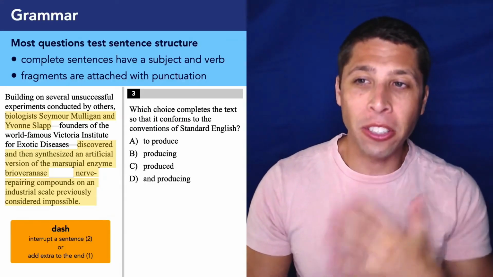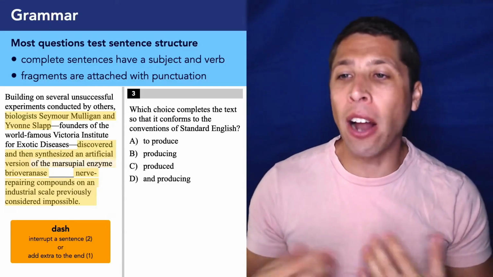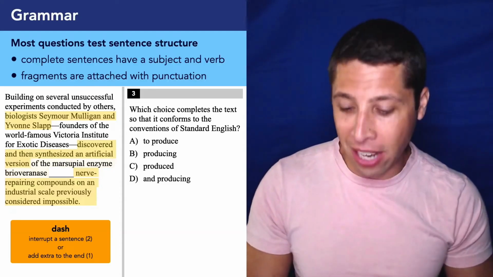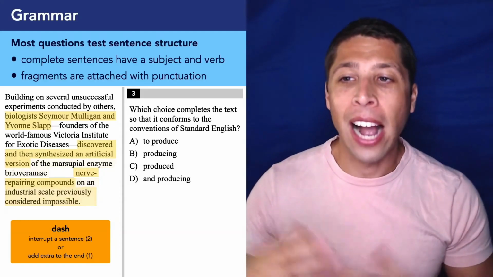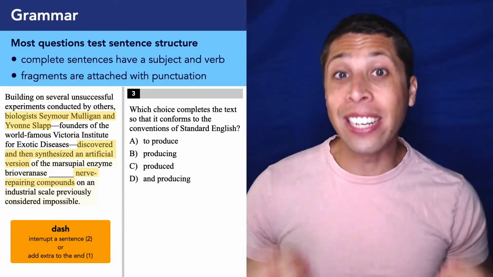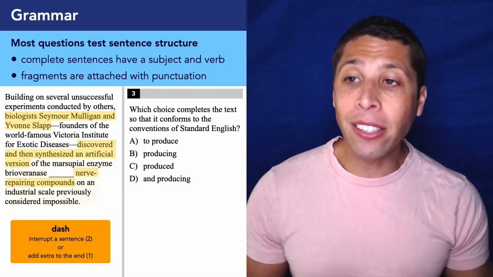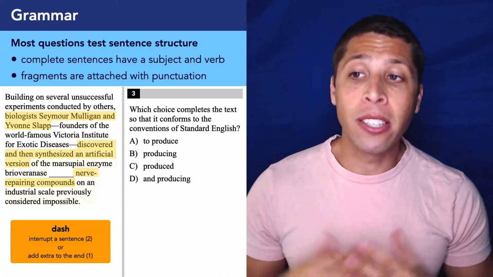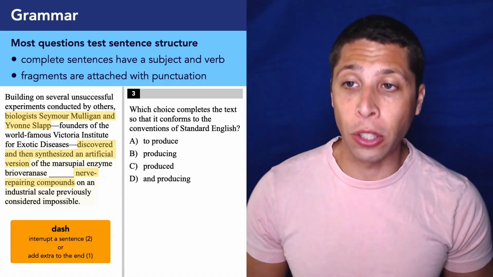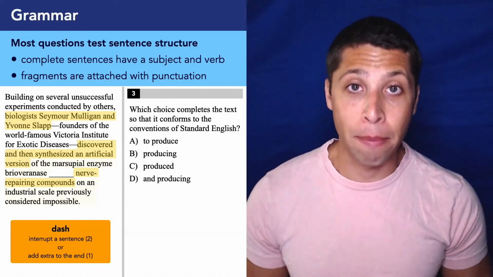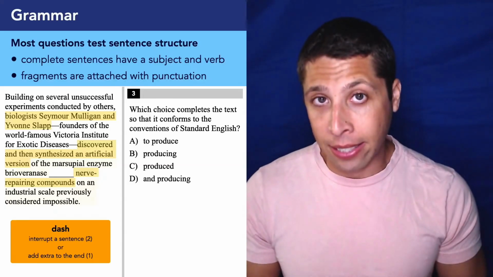So in this case, there are some prepositional phrases and other things that would let me ignore stuff. I would get rid of that middle piece there. I get rid of the end, and I have a more condensed version of the sentence. Biologists Seymour Mulligan and Yvonne Slapp discovered and then synthesized an artificial version to produce nerve-repairing compounds. That sounds like a sentence.